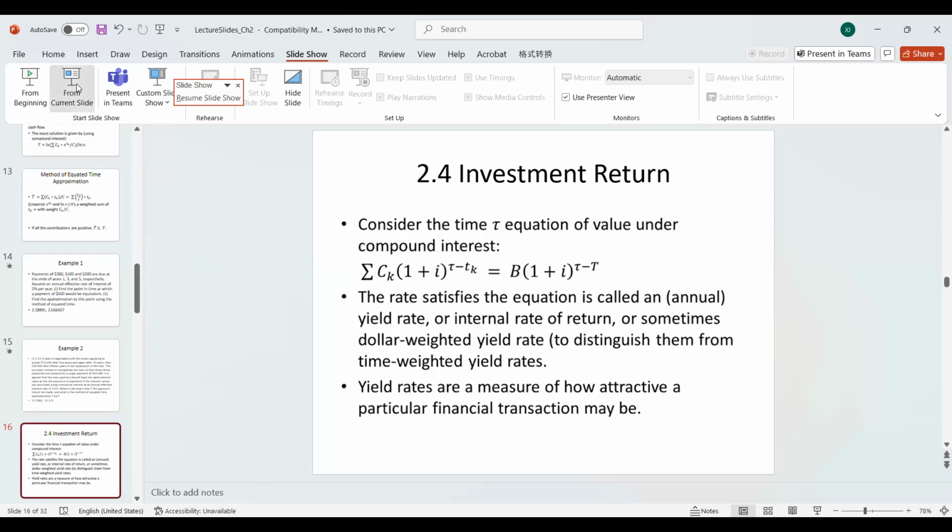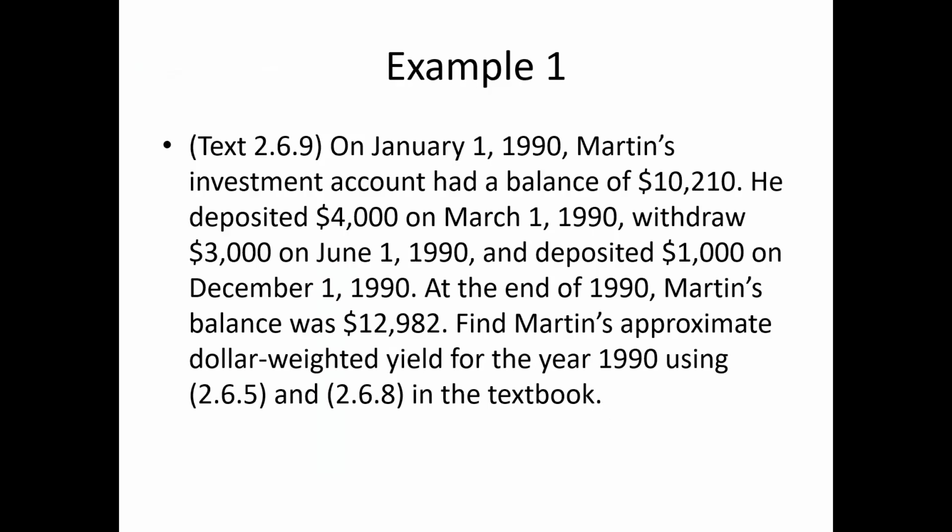All right, let's look at this problem. On January the 1st, 1990, Martin's investment account had a balance of $10,210. He deposited $4,000 on March the 1st, 1990, withdrew $3,000 on June the 1st, 1990, and deposited $1,000 on December the 1st, 1990. At the end of 1990, Martin's balance was $12,982. Find Martin's approximate dollar weighted yield for the year using 2.6.5 and 2.6.8.